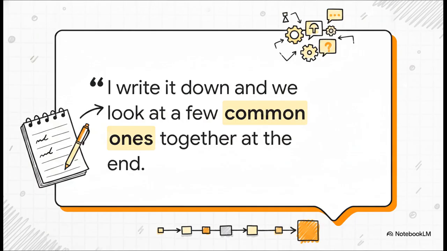And here is a second example from that same source to drive the point home, code delayed correction. The definition states that the teacher deliberately notes an error to address later rather than interrupting immediately. And the example quote, "I write it down and we look at a few common ones together at the end." Explicit definitions and excerpts exactly like these are what keep your analysis highly consistent, especially if you're working over a long project timeline or collaborating with multiple coders.